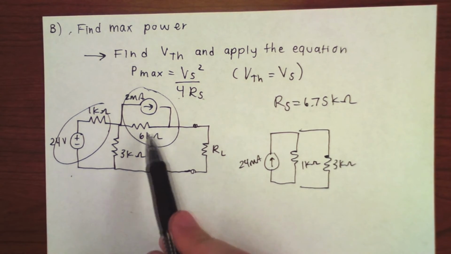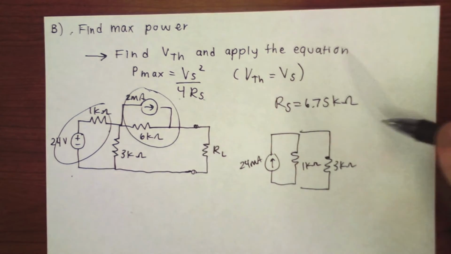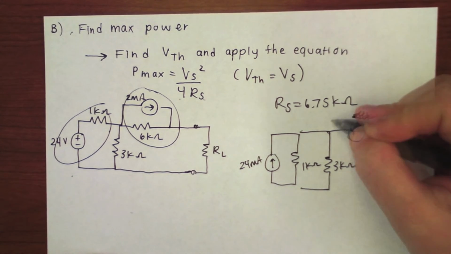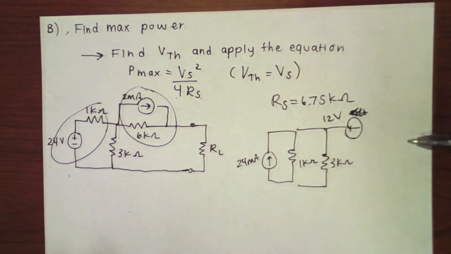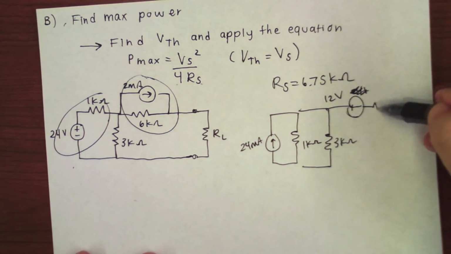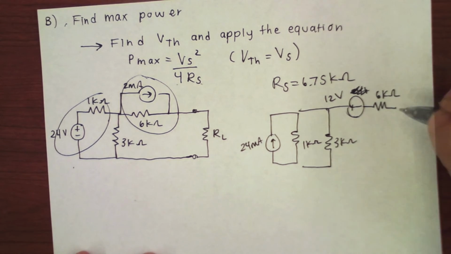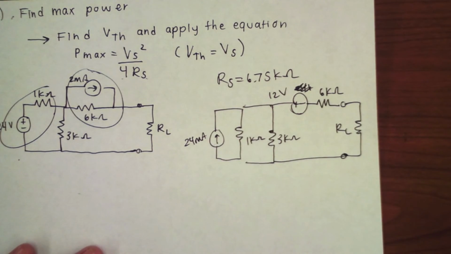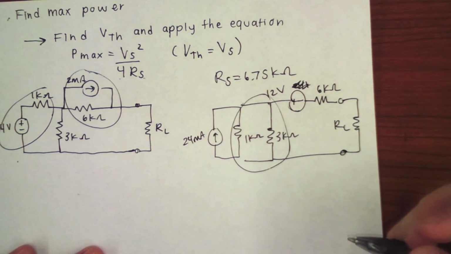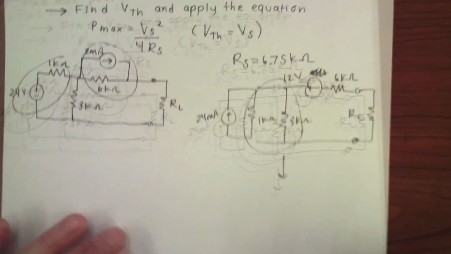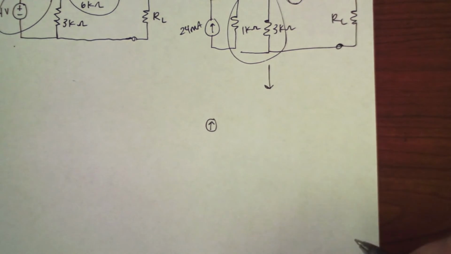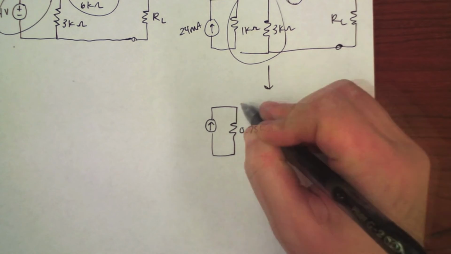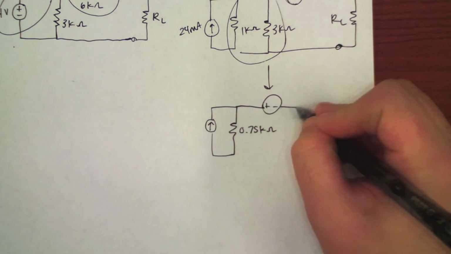And then, of course, doing a source transformation of this current source and this resistor, we have a 12 volt voltage source, and again, a 6 kilo ohm resistor. And we have our load resistor. Okay, so these two resistors are connected in parallel. So we can say that this current source is again in parallel with the 0.75 kilo ohm resistor.